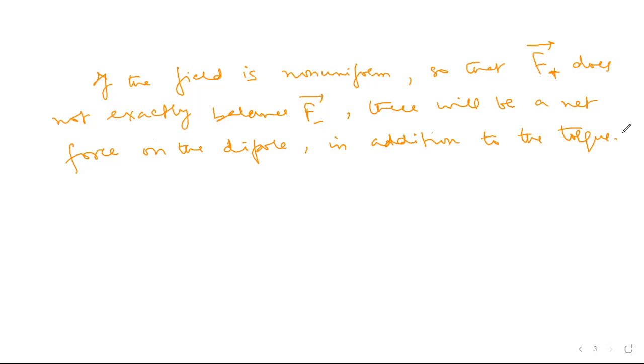And of course, E must change rather abruptly for there to be significant variation in the space of one molecule. So this is not ordinarily a major consideration in discussing the behavior of dielectrics, right?